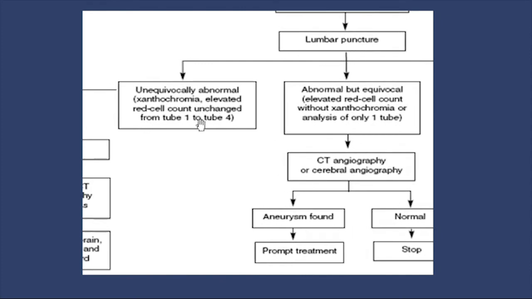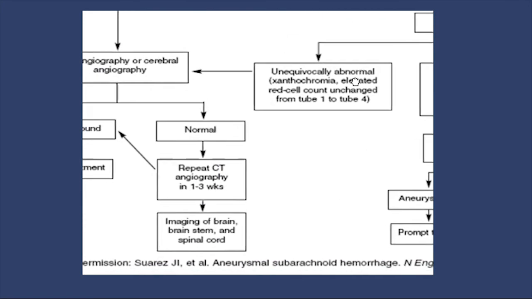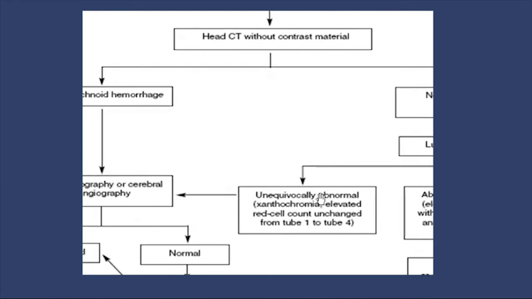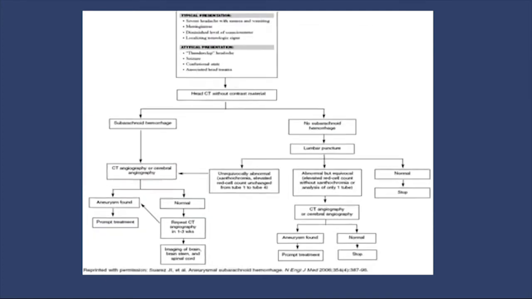And if the lumbar puncture is unequivocally abnormal, that means you see the xanthochromia with the elevated red cell count and change from tube 1 to tube 4, then that should again prompt you to do the CT cerebral angio. So basically, this was to juxtapose the point that Dr. Mativo had made earlier with regards to the indication for lumbar puncture and the fact that lumbar puncture increases the yield in terms of diagnosis of subarachnoid hemorrhage when added to imaging.